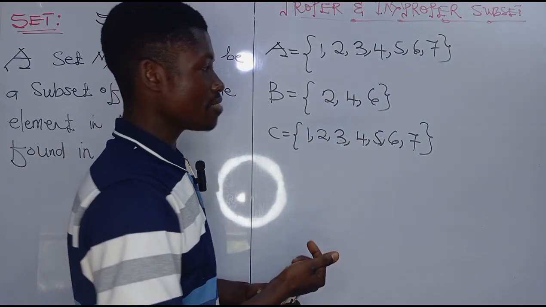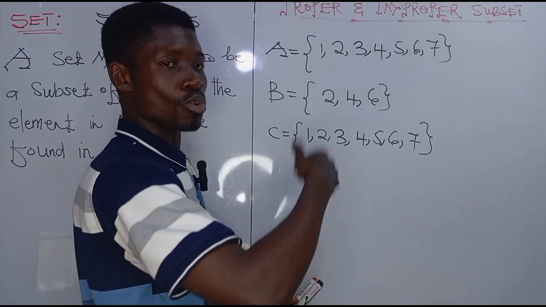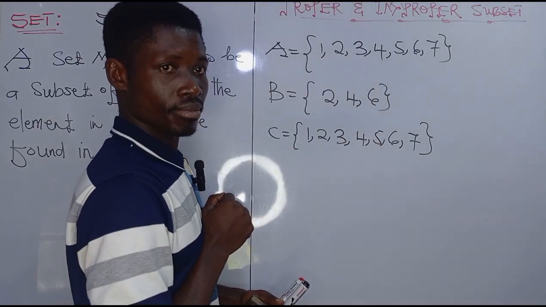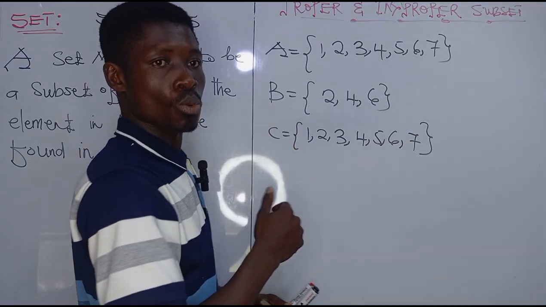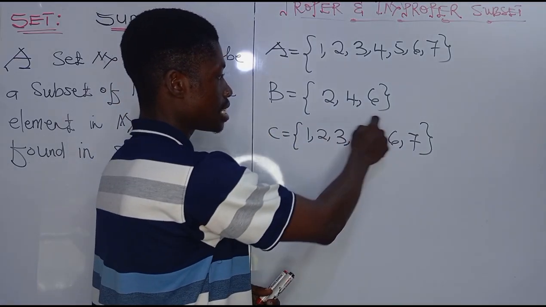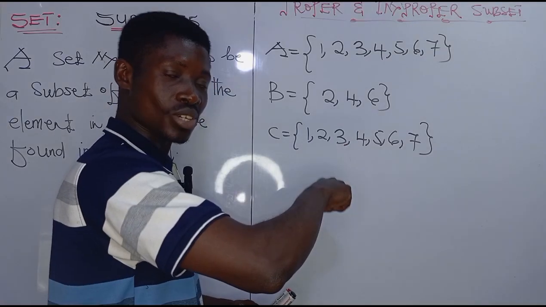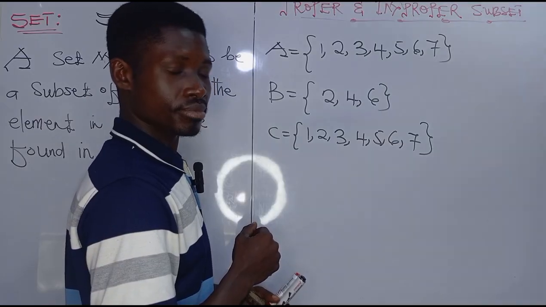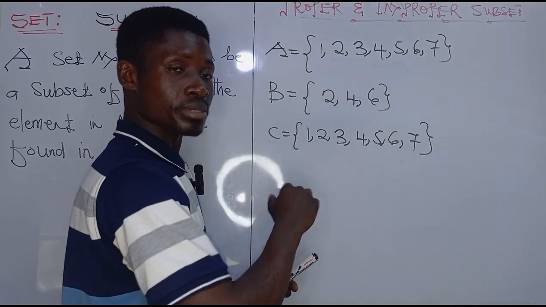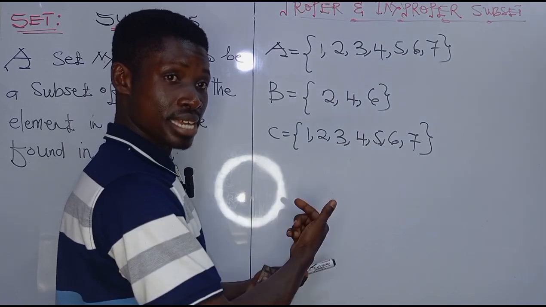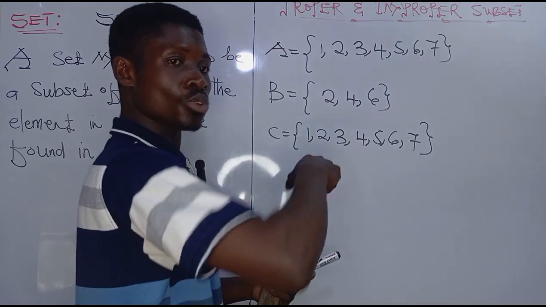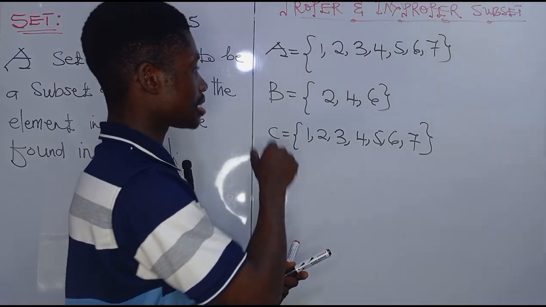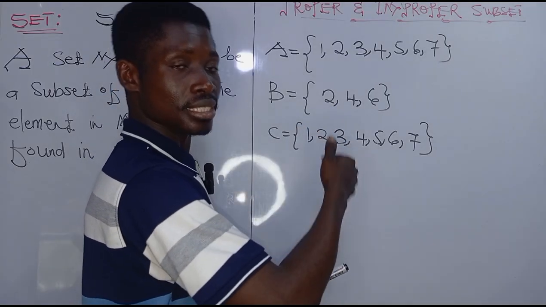We want to determine if these two sets are proper subsets or improper subsets of set A. So we are going to start with B. We want to determine if set B is a proper subset or improper subset of A. Good. Now with proper subsets, if the number of elements in the subset is not equal to the number of elements in the superset, then we can say that that subset is a proper subset.